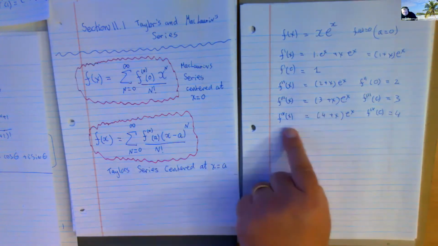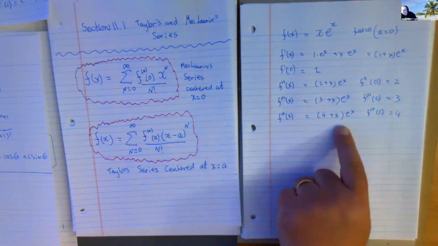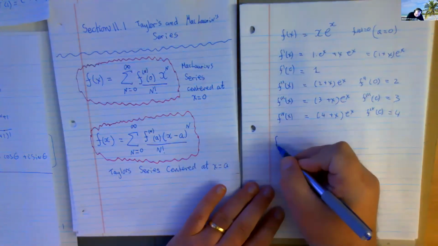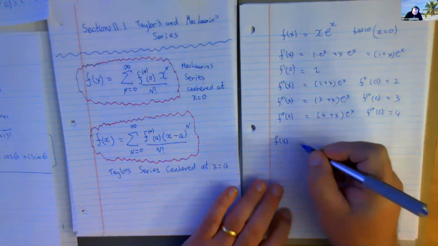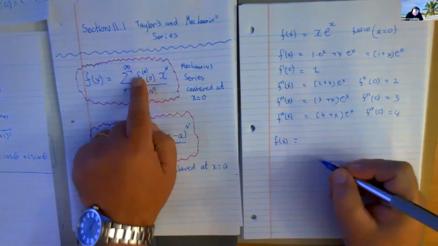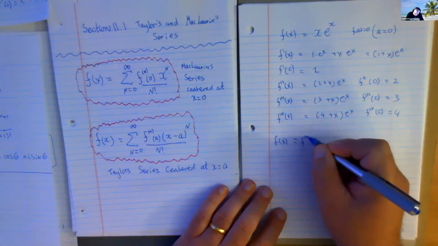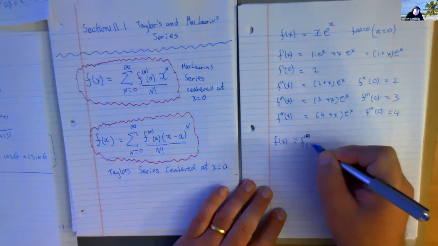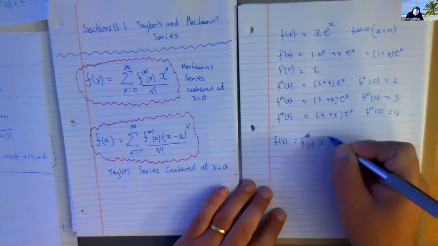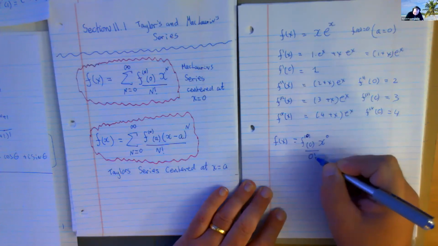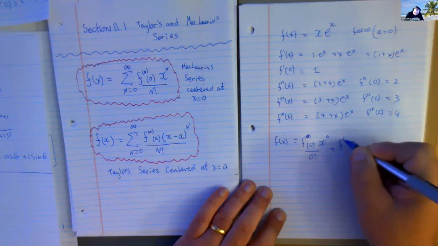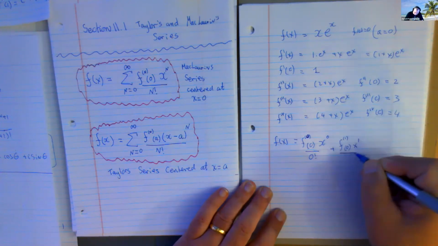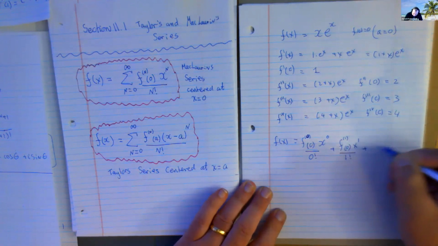Right, so won't the fifth derivative be 5 plus x e to the x? Right. We're ready to go. So what is f of x going to look like? Well, if you write this down, it looks a bit weird. You get the 0 derivative at 0, x to the 0 over 0 factorial. That's weird. Then you get the first derivative at 0, x to the 1 over 1 factorial. That's much more sensible looking.